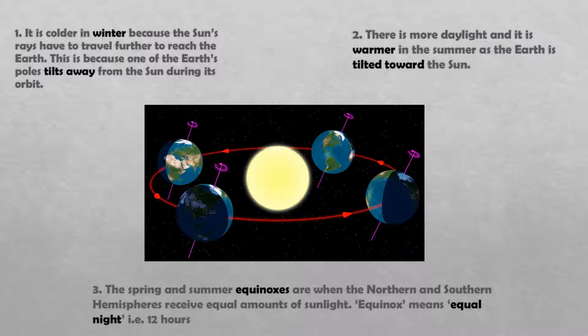The spring and summer equinoxes are when the northern and southern hemispheres receive equal amounts of sunlight. Equinox means equal night, that is 12 hours.